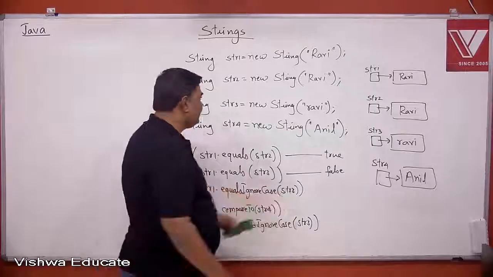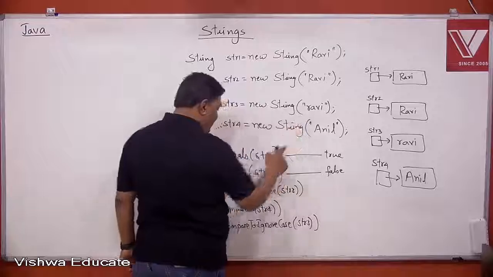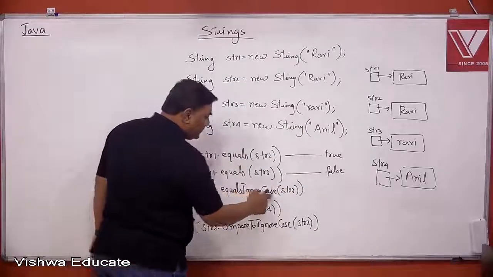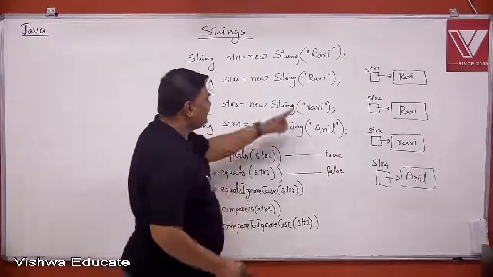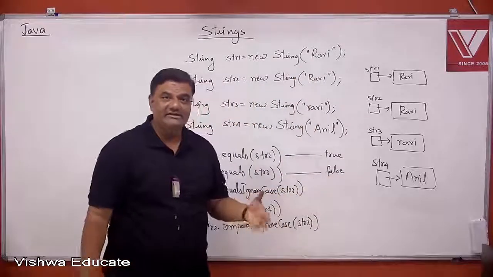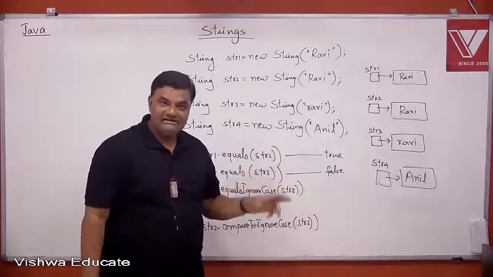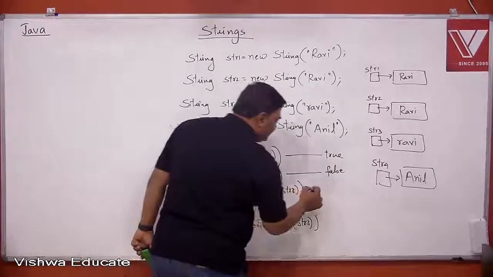str1 str3. str1 is Ravi, str3 is Ravi, but equals ignore case means ignore the cases, that is uppercase, this is lowercase, ignore the cases and check whether they are same or not. Yes, both are Ravi Ravi only, they are same, so this will be true.